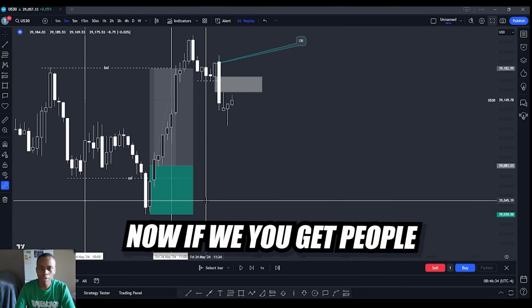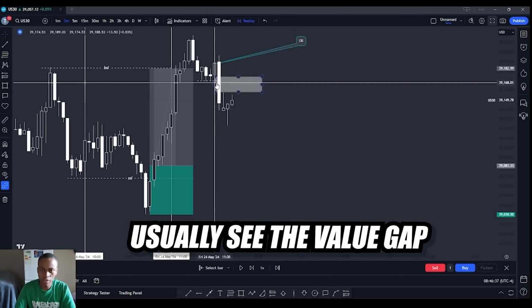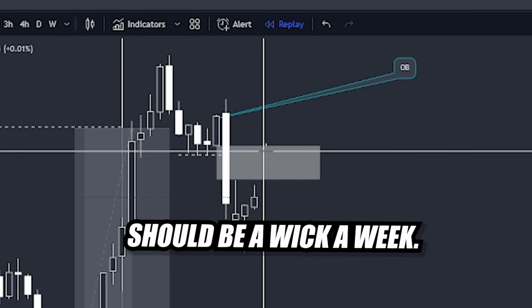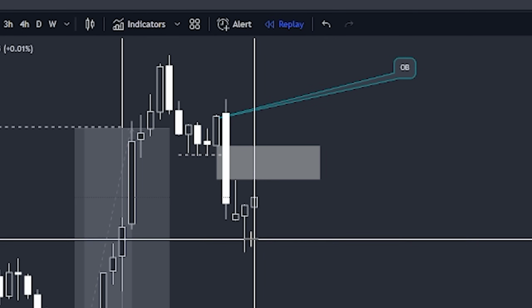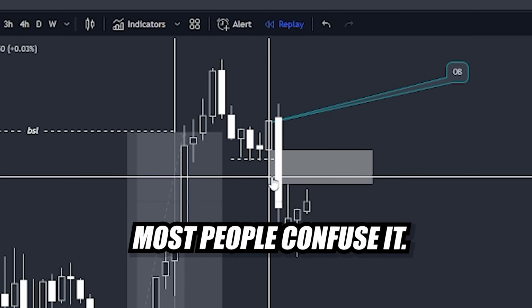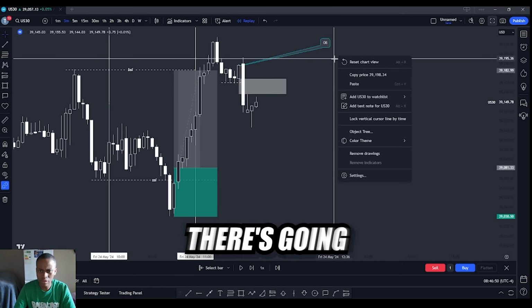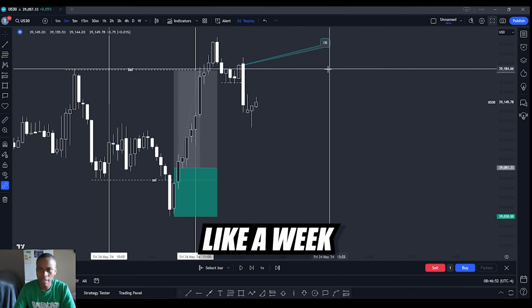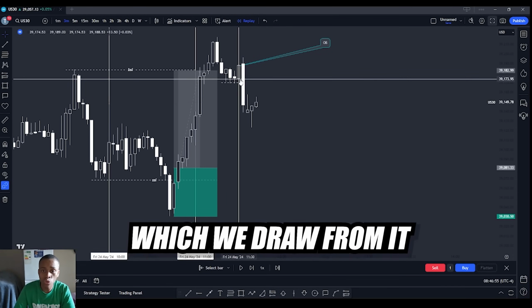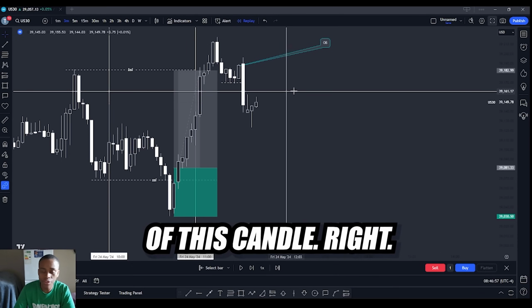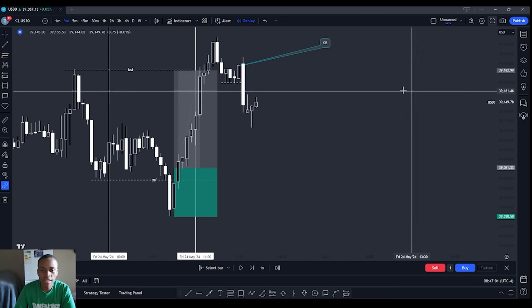Now, a fair value gap, people usually say there has to be a wick. By a wick, I mean this long thingy right here. Most people confuse it by saying that there has to be a wick on that candle, which we draw from it to the wick of this candle, right? It's not really like that, guys.